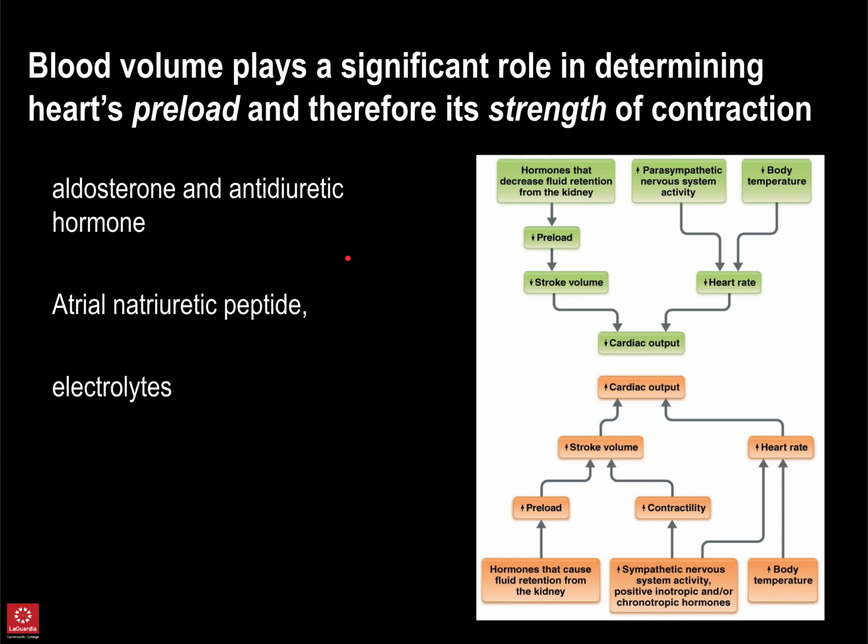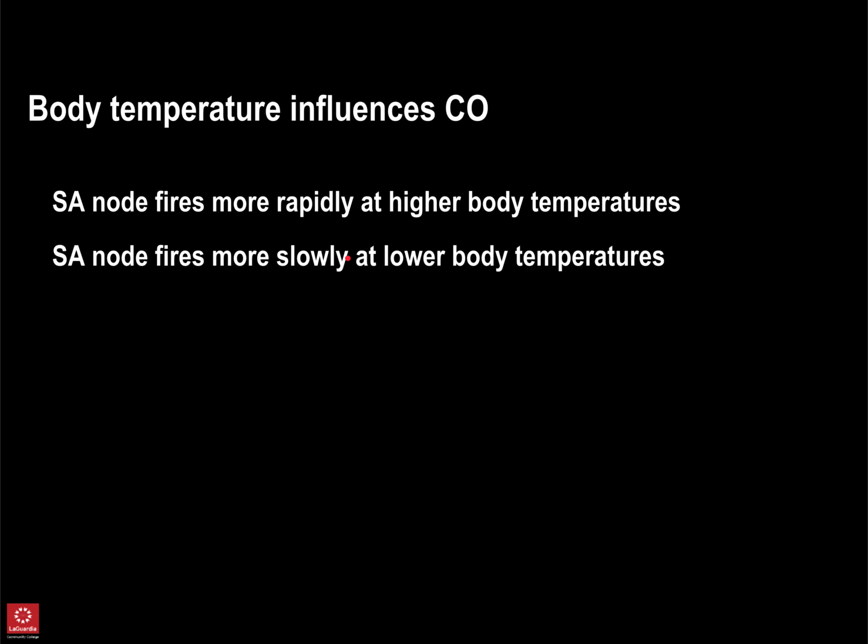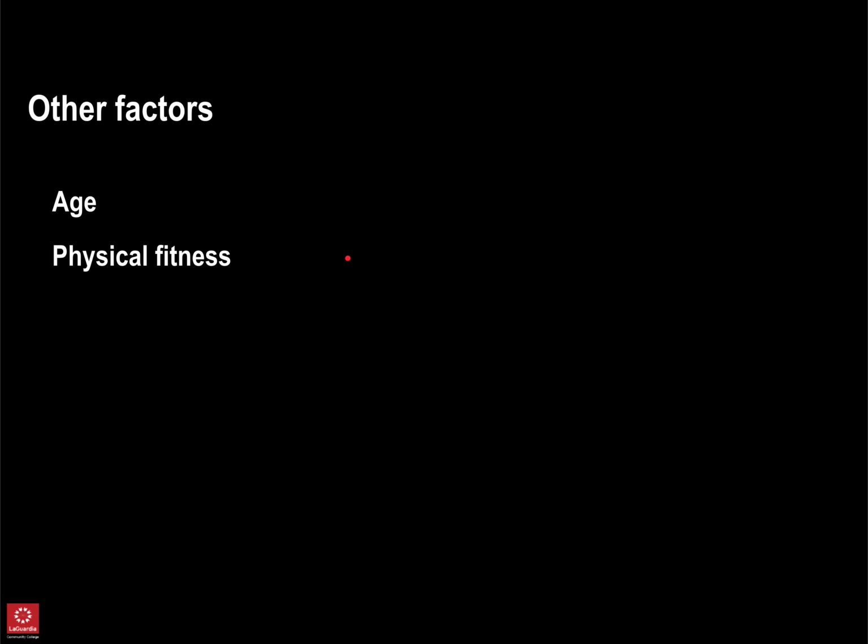The concentration of certain electrolytes in the extracellular fluid plays a large role in determining the length and magnitude of an action potential and cardiac output. And body temperature influences your cardiac output. So your SA node fires more rapidly at higher body temperatures and more slowly at lower body temperatures. And so other factors can include age and physical fitness.